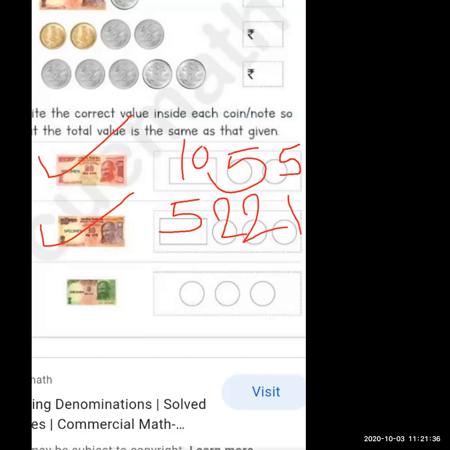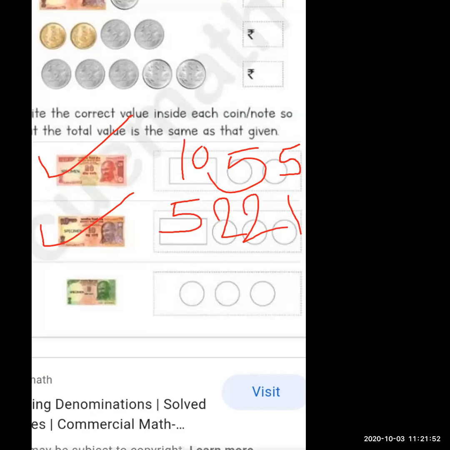Understood? 5 rupees note. 2 rupees coin. Again 2 rupees coin. Again 1 rupees coin. Very good. 5 plus 2, 7. 7 plus 2, 9. 9 plus 1, 10. Very good.